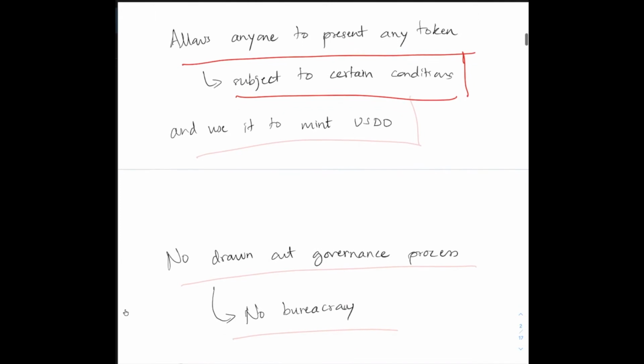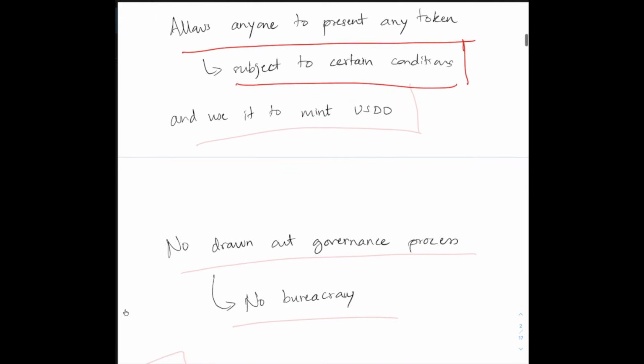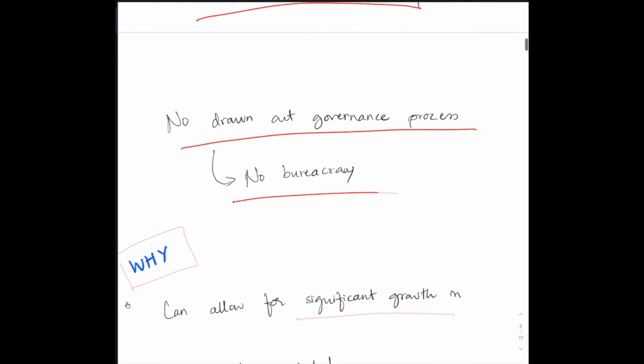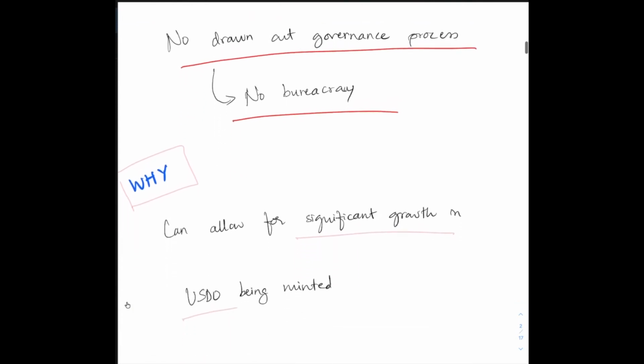I mean, you can't just mint a token out of thin air and start minting USDO out of it. It needs to have certain trade volumes, etc., before we can use it. But by default, any token which has enough volume should be able to be used to mint USDO. So the objective is to have no drawn-out governance process, and no or very minimal bureaucracy.